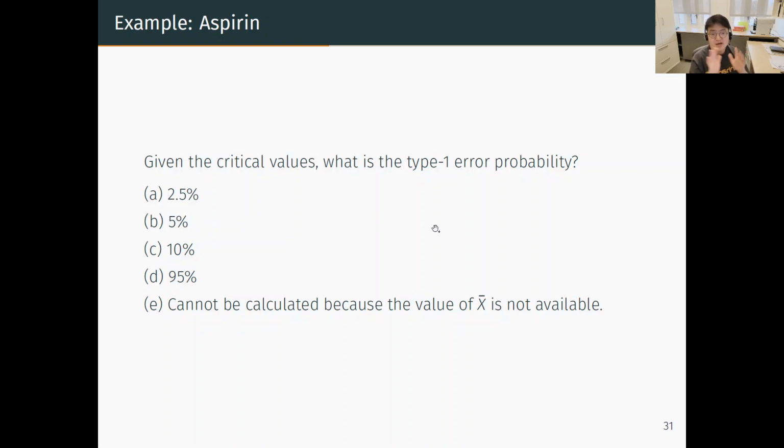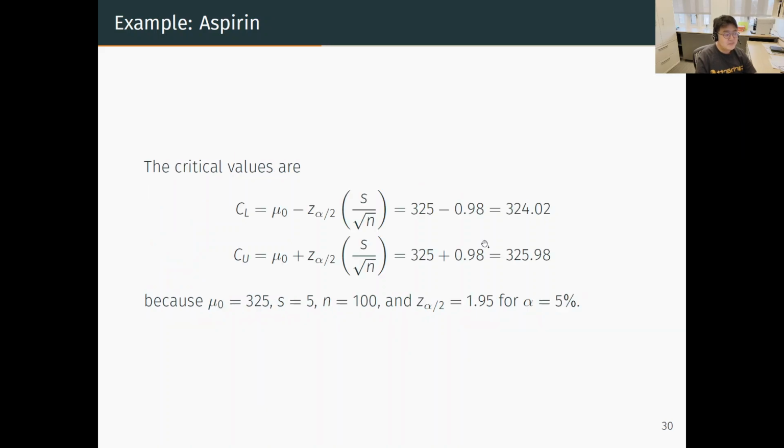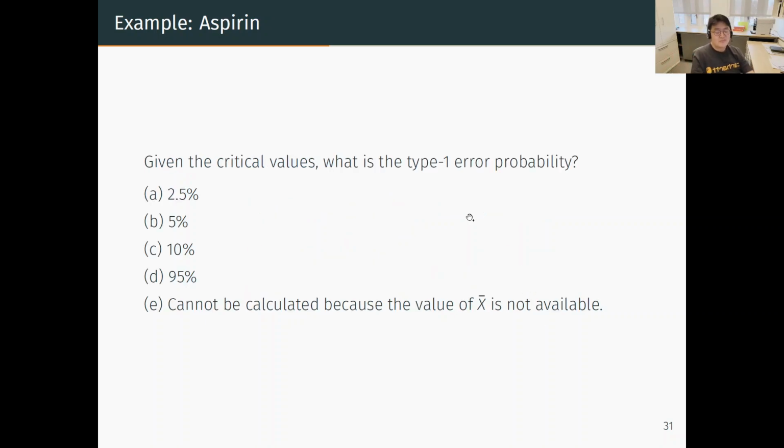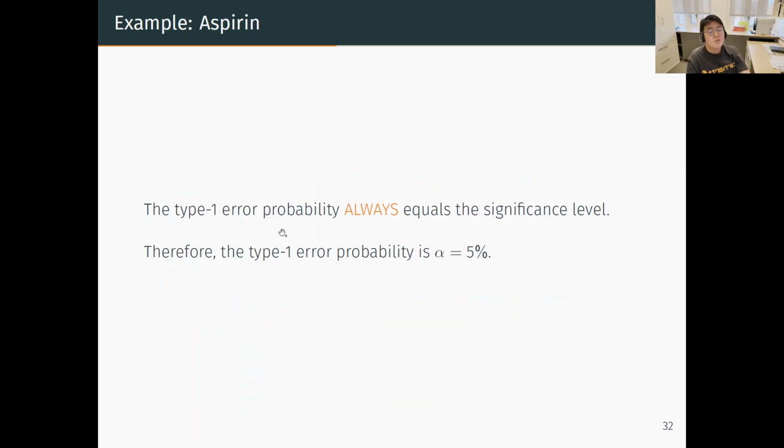Okay, so if you need more time, again, pause the video now. The answer is 5%. You don't need any algebra because, as I said, type 1 error probability is just another definition of the significance level, right? So they are the same thing, 5%. If they are different, then there is some error in the hypothesis testing. They must be the same. So the answer is B. It always equals the significance level.